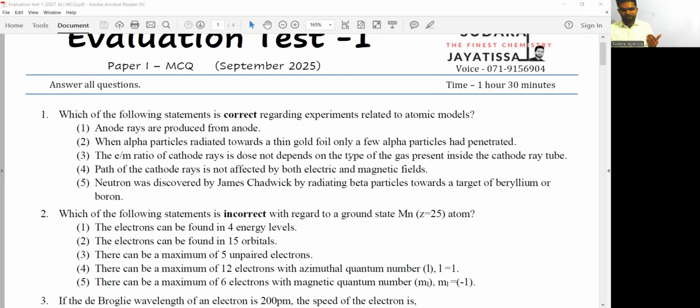For example, take the first one: anode rays are produced from the anode. That is a very common MCQ point we saw in our early papers. Anode rays are not produced from the anode, so we can say this is wrong. Then we can explain where it is produced from and why it is wrong. Anode rays are produced within the medium, not from the anode. So you have to explain that, this is where the anode rays are formed.